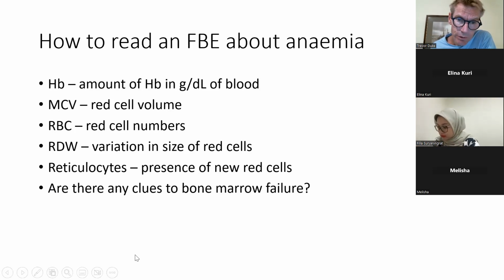And then lastly, when you're looking at the full blood count, you're looking for other clues as to bone marrow failure. Sometimes when the red cells have failed, the white cells or the platelets have failed too. So you're looking at whether there's neutropenia or leukopenia or thrombocytopenia. So when you're looking at a full blood count for a child with anemia, look at those things.